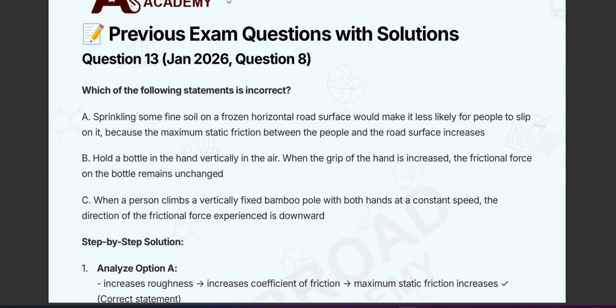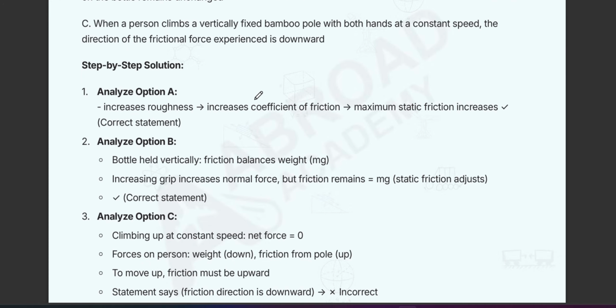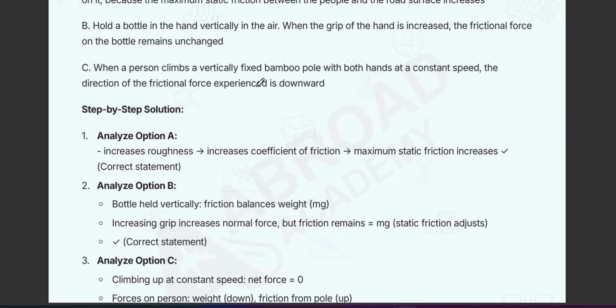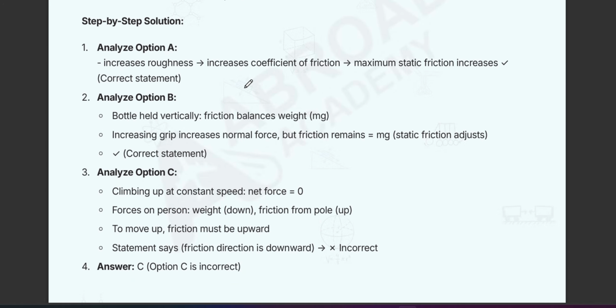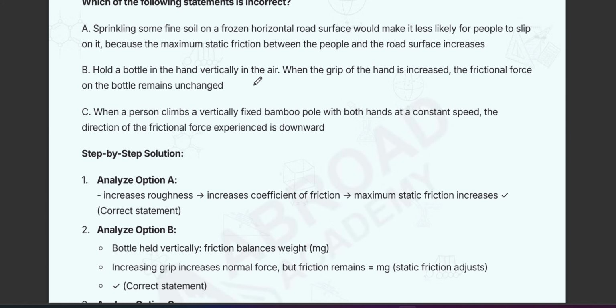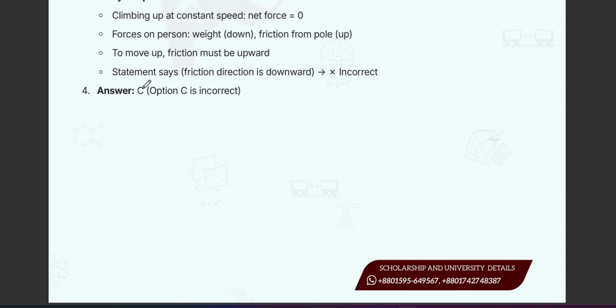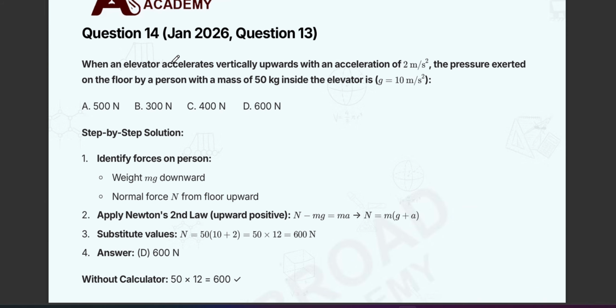Here are some questions from previous exams. First of all, here's the question from January 2026. Which of the following statements is incorrect? It's mainly a theoretical problem, so the answer will be C. You can read it. Mainly I will discuss the mathematical problems here.